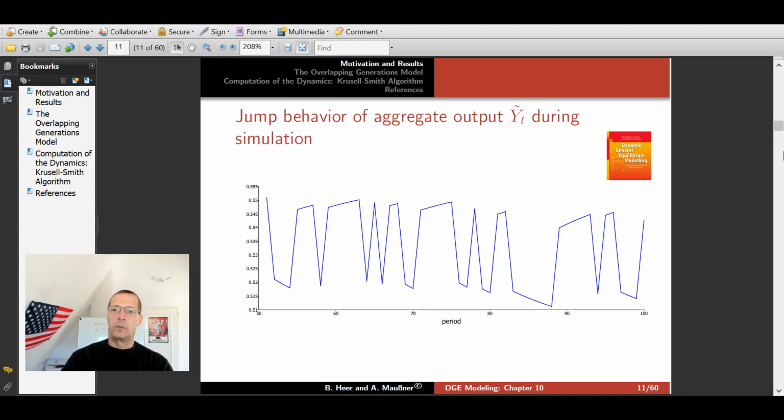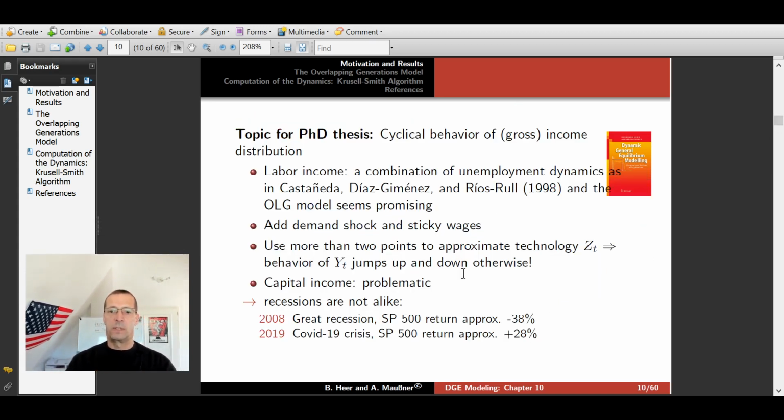Now, this is a typical element of the Krusell-Smith algorithm, you might want to introduce more values for the discrete values, more points on the distribution of the technology level Z, so that production does not jump up and down, and get to a better description of the empirical cyclical behavior of the distribution.